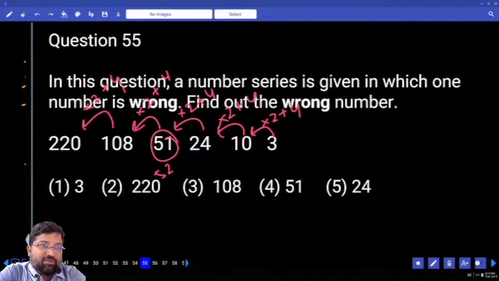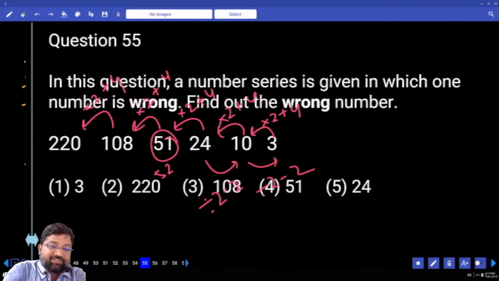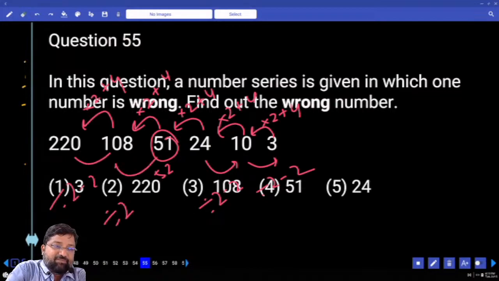108 into 2, 216 plus 4. No problem at all. When you go from right to left, you can still get the answer from left to right also. అర్థమవుతుందా? Even though you get two different logics, your answer still will be same. If I go from left to right, this is divided by 2 minus 2. Divided by 2 minus 2. This is divided by 2 minus 2. 108 divided by 2 is 54 minus 2 is 52. అర్థమవుతుందా లేదా?